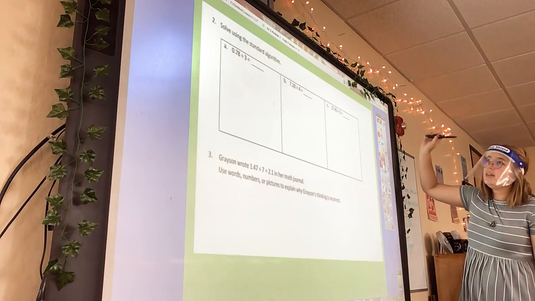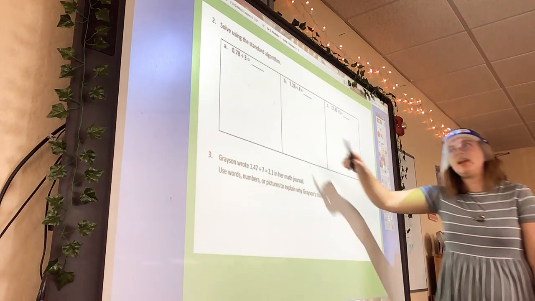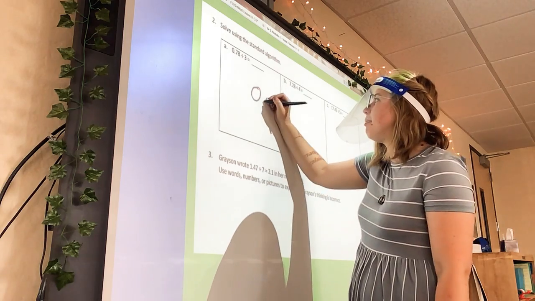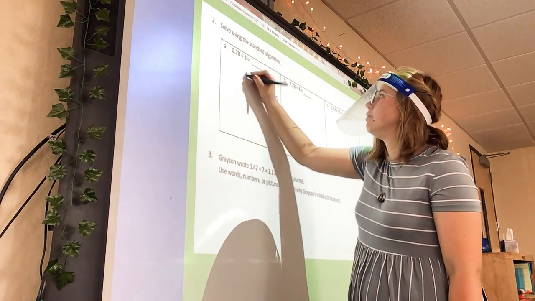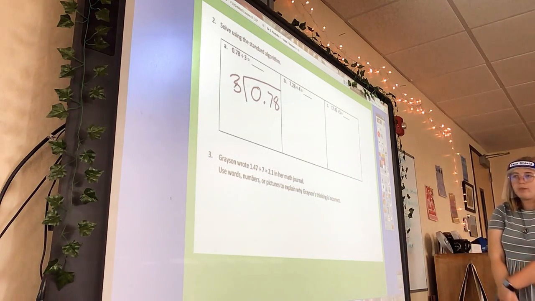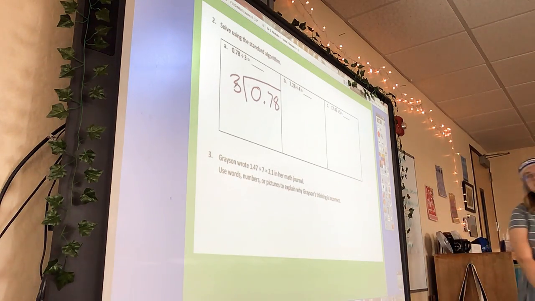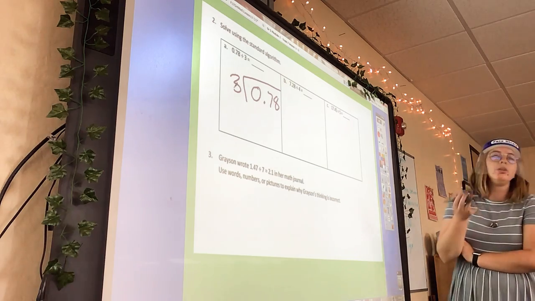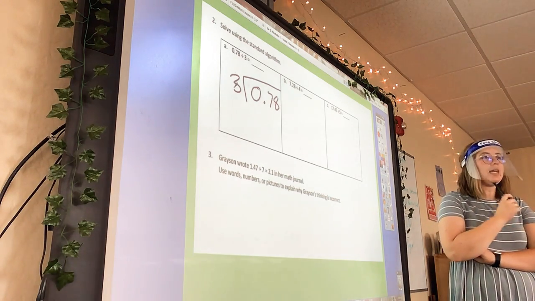All right. And then here it says solve using the standard algorithm. So you're just going to set it up like so. Okay? So you're kind of ditching the place value chart at that point, okay? And then I don't know if we'll have time for 3 and 4, but if we do, then you guys can get it, okay?